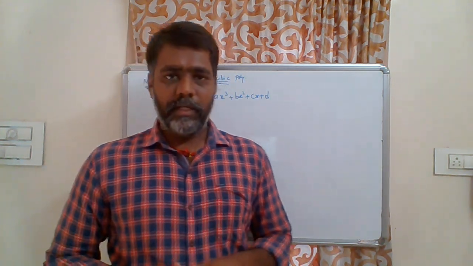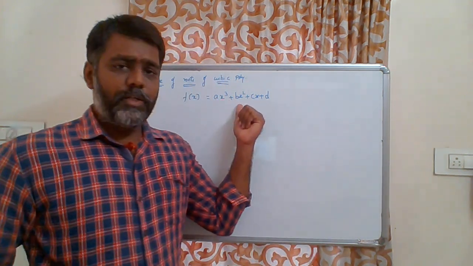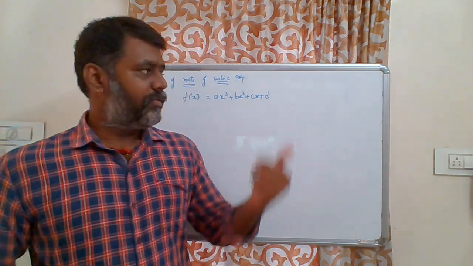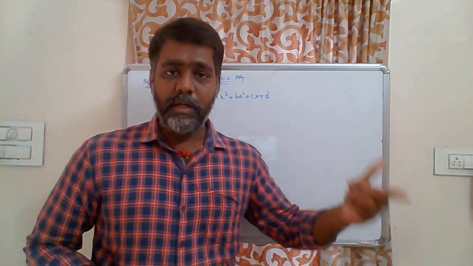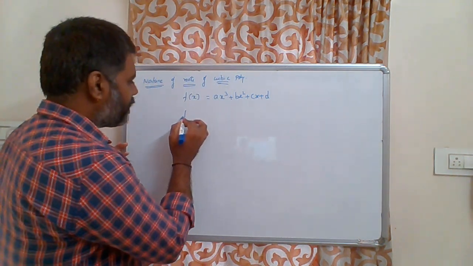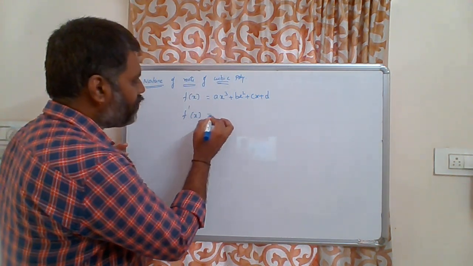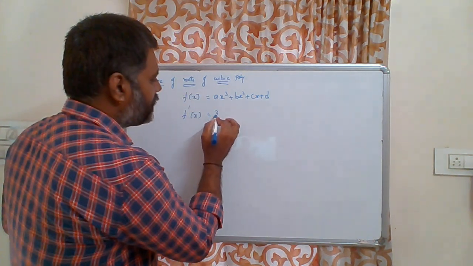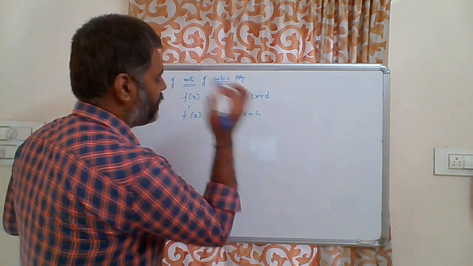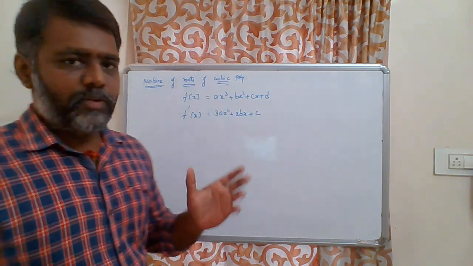Because we already know the nature of roots of the quadratic equation. So first convert the cubic equation into a quadratic equation, and then we can analyze the nature of roots of the cubic by using the nature of roots of the quadratic. Now we can write f dash of x. What is f dash of x? That is 3ax square plus 2bx plus c. So this is f dash of x and it is a quadratic.